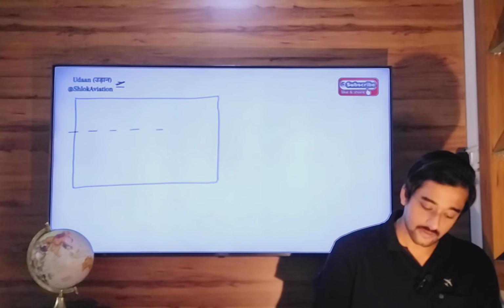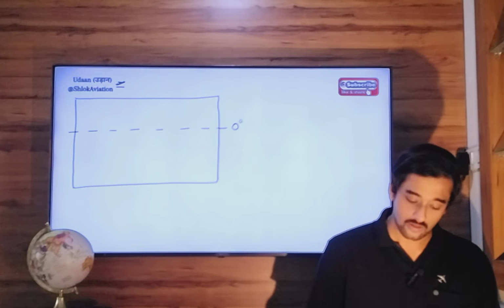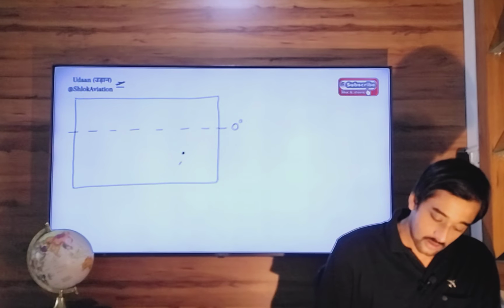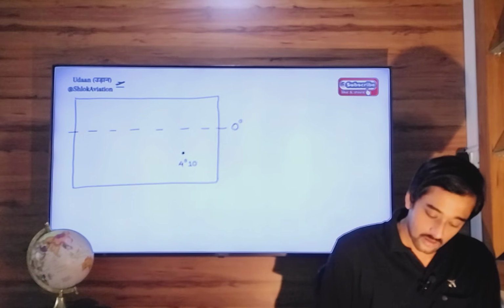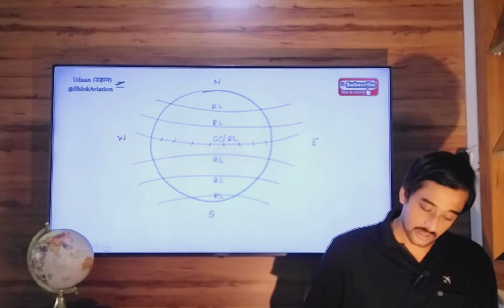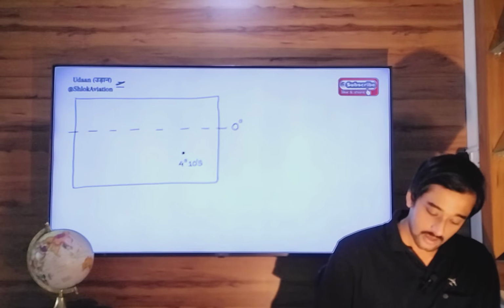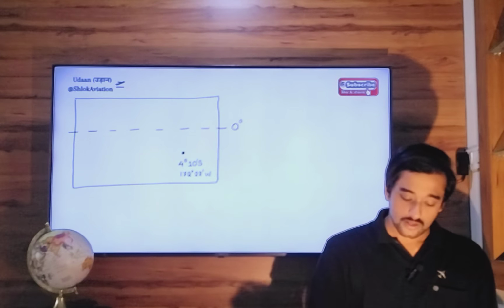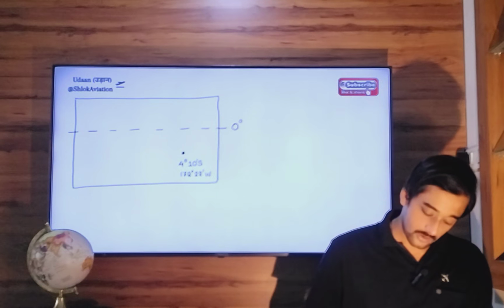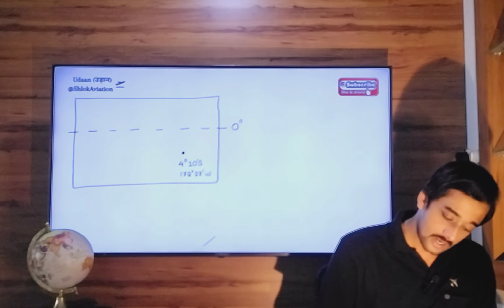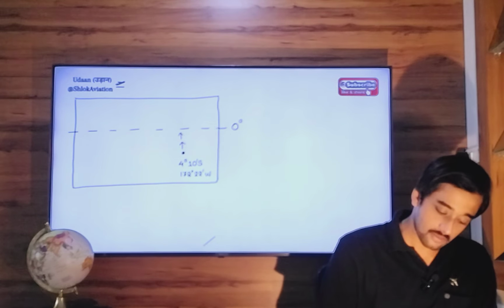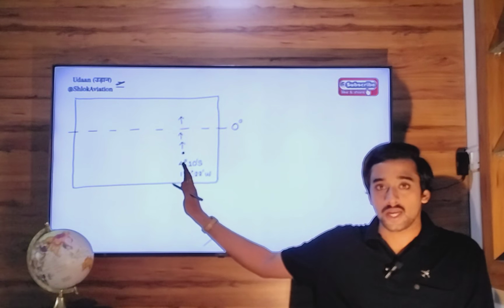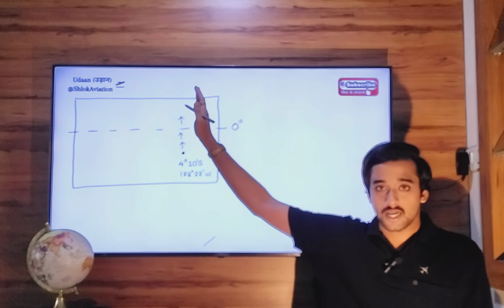This is your equator. 4 degree 10 minutes south, and longitude is 178 degree 22 minutes. Okay, now we are going to fly northerly direction. That means we are flying along the same meridian of longitude 178 degree 22 minutes west in the northwards direction.